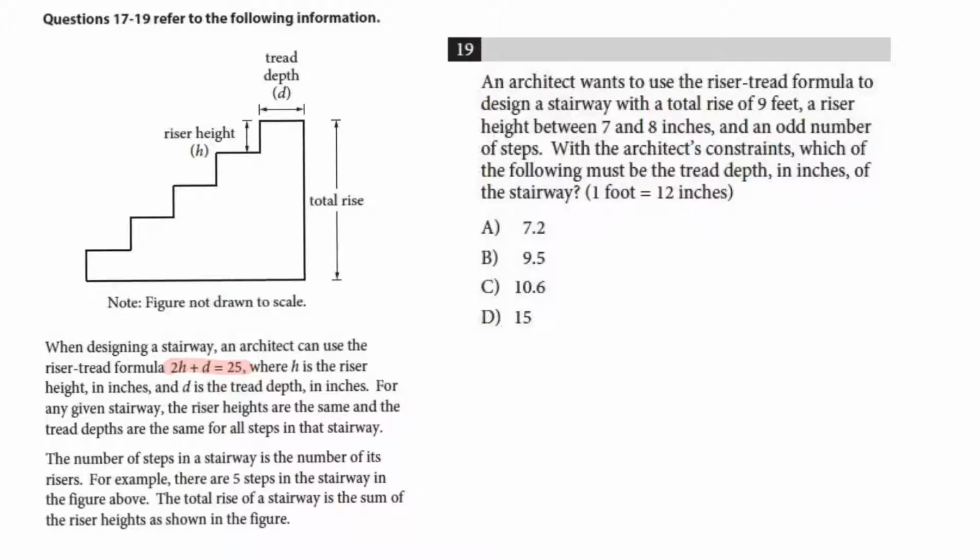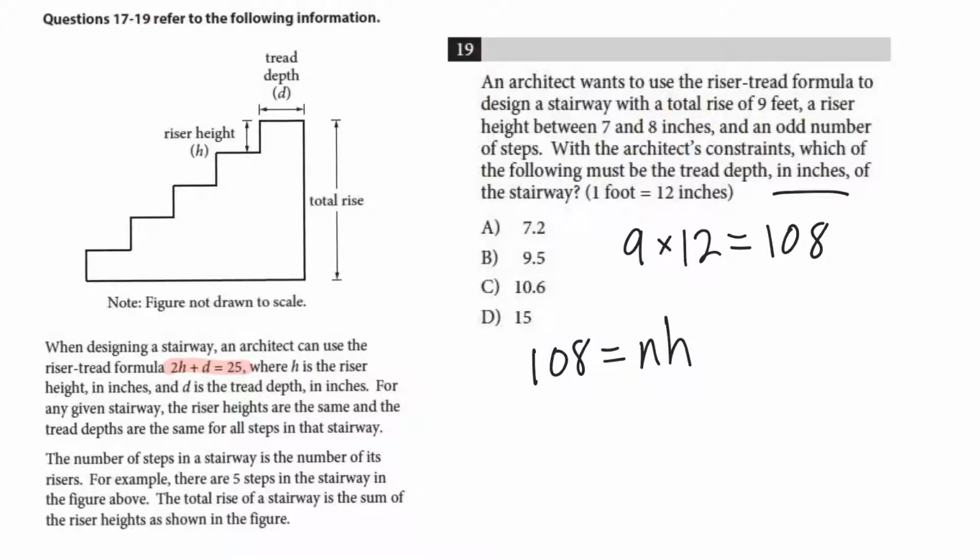Okay, so we want the total rise to be 9 feet. Since we're going to be in terms of inches here, we should probably convert that to inches. So 9 feet in inches will be 9 times 12. It's going to be 108. So the total rise will be 108, and we know that's going to be equal to the number of steps times h, the height of the steps.